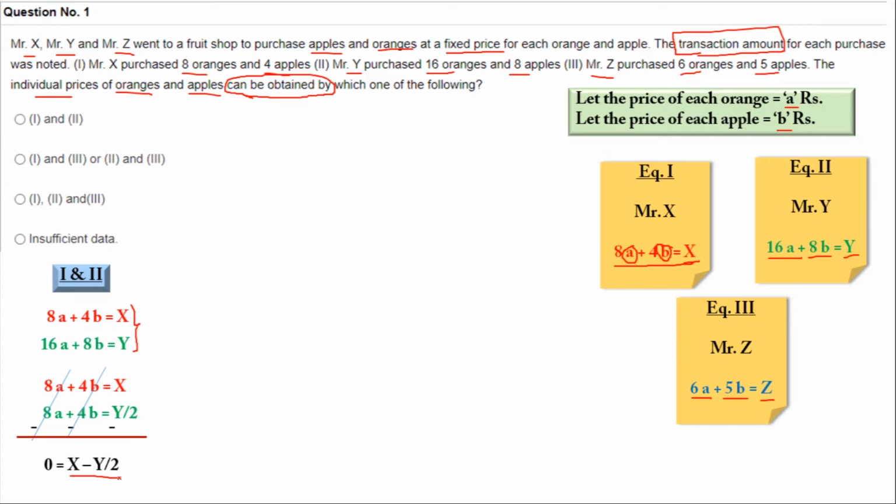Now can you tell me, can we find the individual prices of oranges and apples using this equation? The individual price of an orange is A and that of an apple is B, and we cannot find A and B in this equation, right?